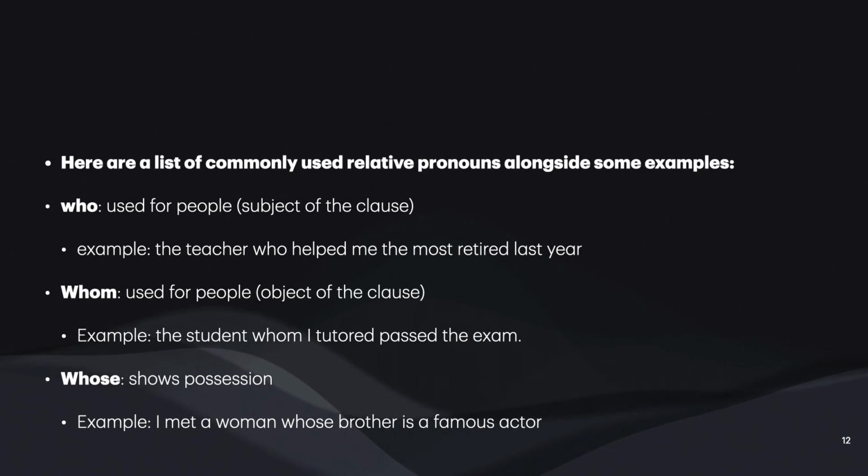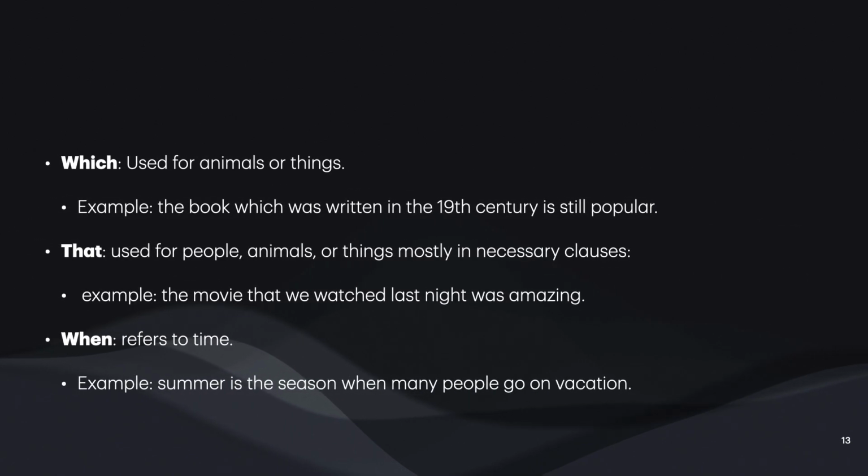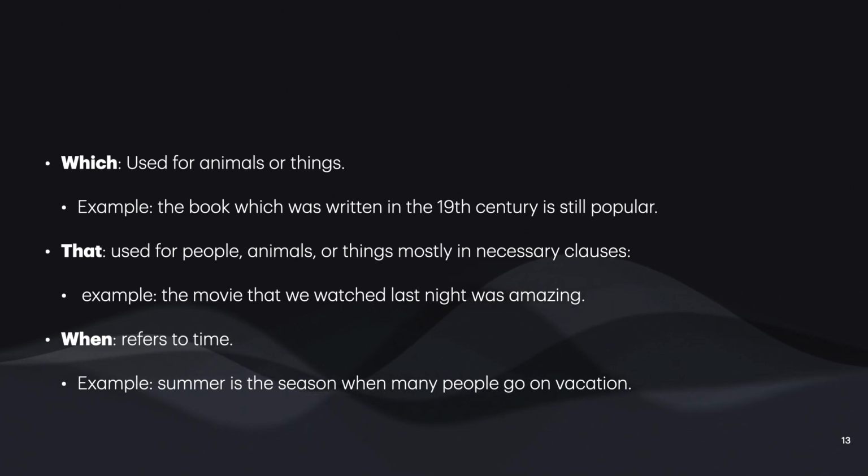Which is the other one. Which is used for animals or things. The book, which was written in the 19th century, is still popular. That is used for people, animals, or things, and it mostly appears in necessary clauses. The movie that we watched last night was amazing. When refers to time. Summer is the season when many people go on vacation.